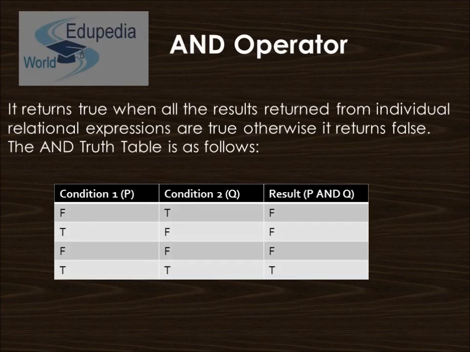AND operator always returns true when all the results returned from individual relational expressions are true, otherwise it returns false. So the AND truth table is as follows, and we can see that the one and only condition in which the AND operator is returning us true is when both the conditions P as well as Q are true. Otherwise, in the case of the AND operator, we will have false if any one of the conditions is giving us a result as false.